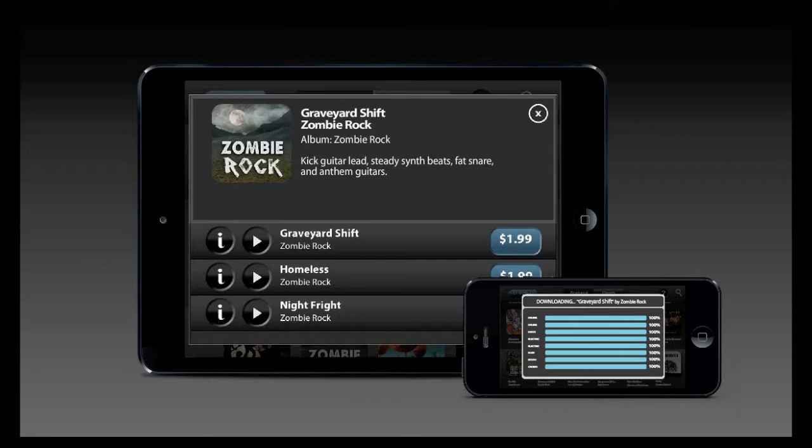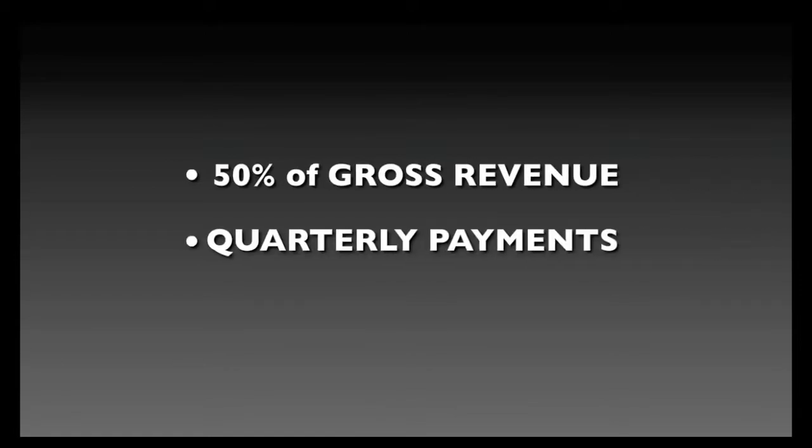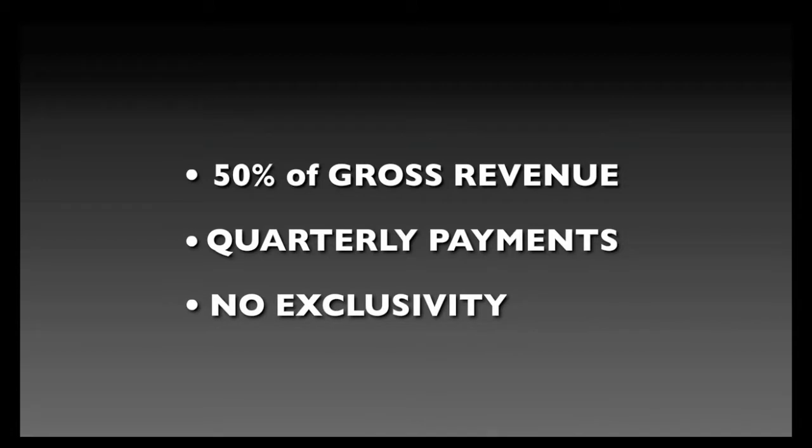The app is free and songs are sold via in-app purchase. You can sell your music in the MultiTracks app as long as you own the rights to the songs. You will receive 50% of the gross revenue from the sales of your songs. We pay out quarterly and there is no exclusivity, so you are still free to sell your songs wherever else you would like.